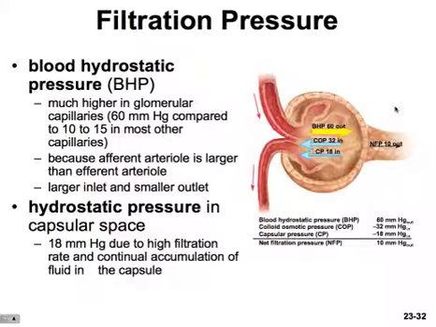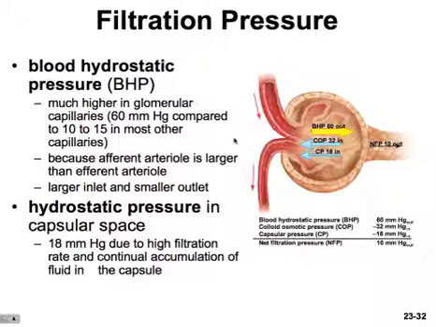Okay, so here we go. It's time to talk about filtration pressures again. We're going to deal with hydrostatic pressure and colloid osmotic pressure. Now, you already have a good understanding of that from the previous chapter. So let's understand that blood hydrostatic pressure is much higher in the glomerular capillaries than it is in most other capillaries. It's 60 millimeters of mercury compared to 10 to 15 that we see in other capillaries.